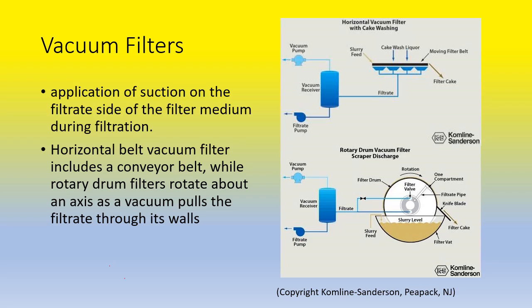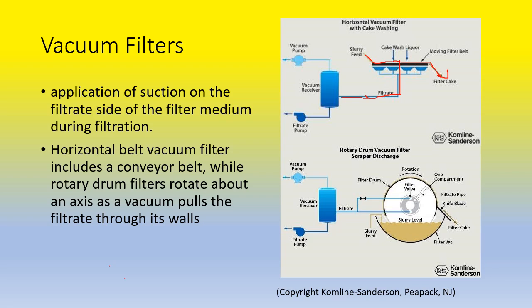So as you can see in the top picture, the slurry feed goes in on this conveyor belt and the filter cake will go off. But the cake wash liquor actually pushes the filtrate down. So the filter cake will go off while the filtrate is coming down, as we went over the principles of liquid and solid separation earlier in a simple filter.